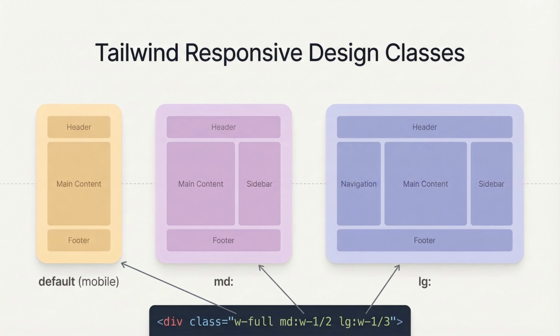Here, w-full means full width on mobile. md:w-1/2 means half width on medium screens. lg:w-1/3 means one third width on large screens. This mobile-first approach keeps your HTML expressive and eliminates the need for a separate responsive CSS file entirely.